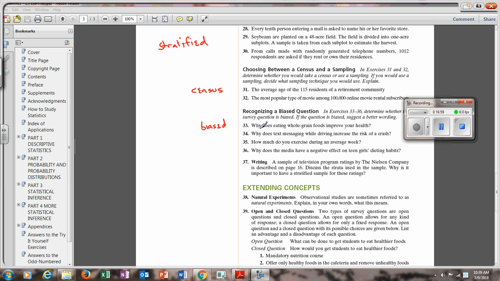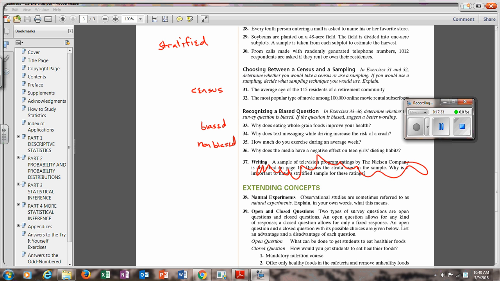Number 35. How much do you exercise during an average week? This is a non-biased question. It doesn't assume that you exercise at all. It doesn't try to guilt you into exercising. So it's non-biased. Number 37. Again, you did not have page 16, so you can't really answer that question.